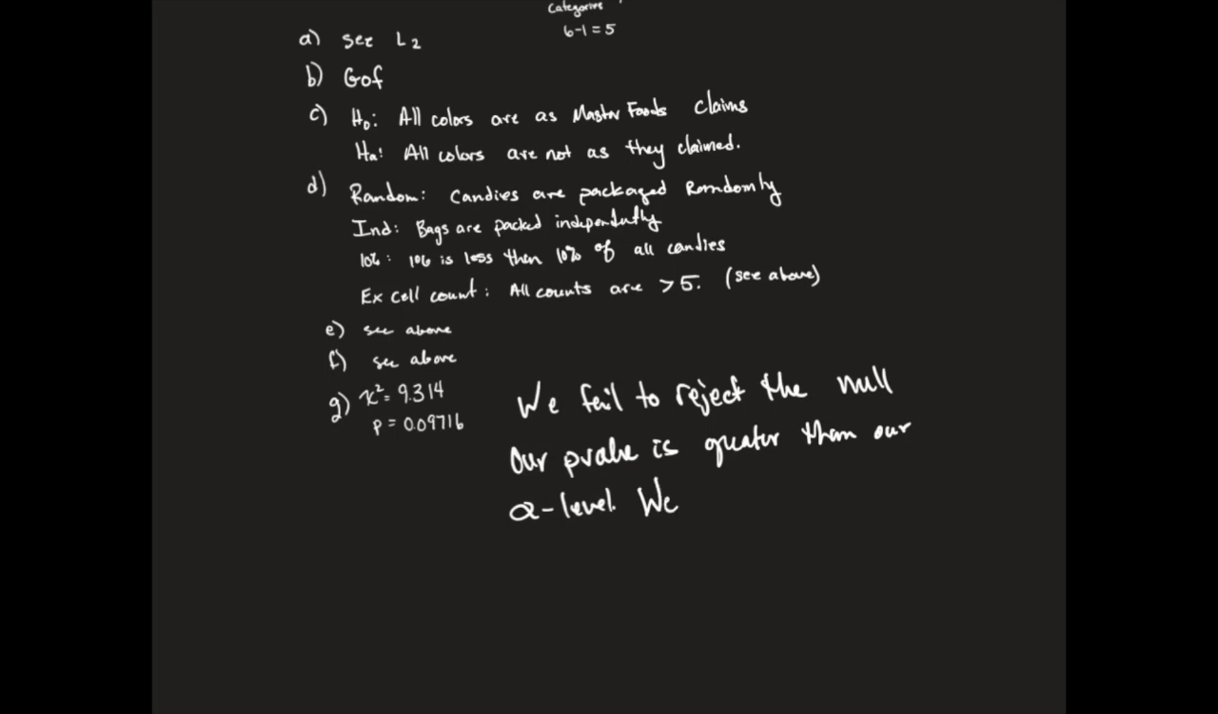I just want to make sure I keep all three things in there. I fail to reject, my p-value is greater than my alpha, and then we would put it back into context of the problem. Talking about the candies or the manufacturer or the colors, somehow bring that into the same kind of context that everything's written in. And that pretty much takes us to the end of this question.